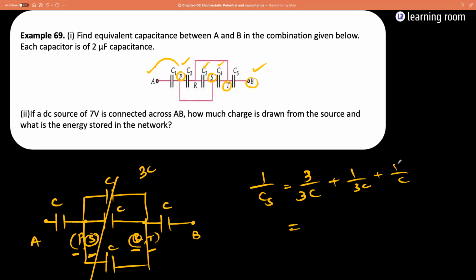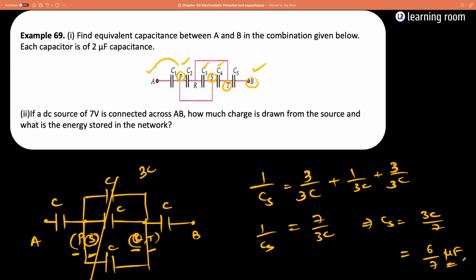Sir, as they are given 2 microfarad, I'll write it. No, first we'll find the value, then we'll substitute it at the end. 7 divided by 3C is 1 by Cs, which implies Cs will be equal to 3C by 7. Now you substitute the 2. So it is 6 divided by 7 microfarad. Is it clear? Yes, sir. Right. Next time you will be able to redraw, right?